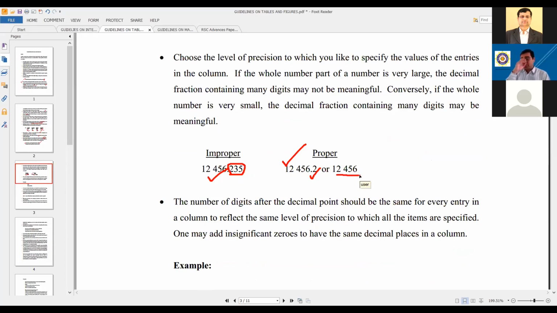So don't try to follow your calculators. This mistake is because of your calculators. You do some calculations and you write 12.336780, whatever digits your calculator shows, you put all the values there, right? So try to decide the significant figures in your data.